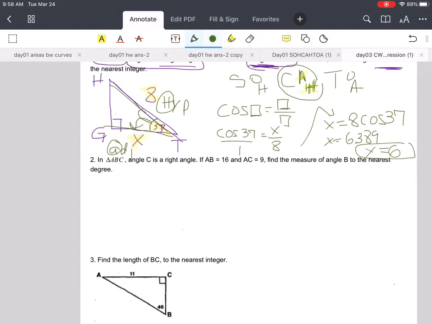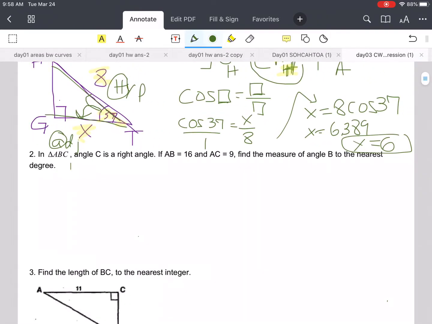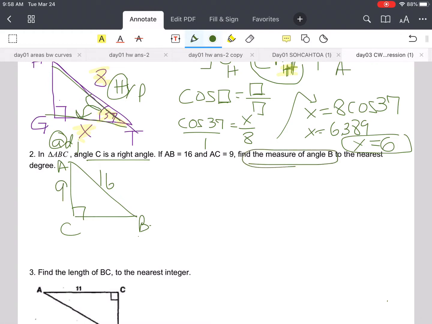Okay, so now in triangle ABC, we're going to do it again. This time angle C is down here, and AB, nope, that's not right. Let's erase that. I can't just put it anywhere. C is the right angle. So this is A, this is B. Those can be either way. So AB is 16, AC is 9, and I need one more thing, the measure of angle B. That would be down here, so I can put X there.